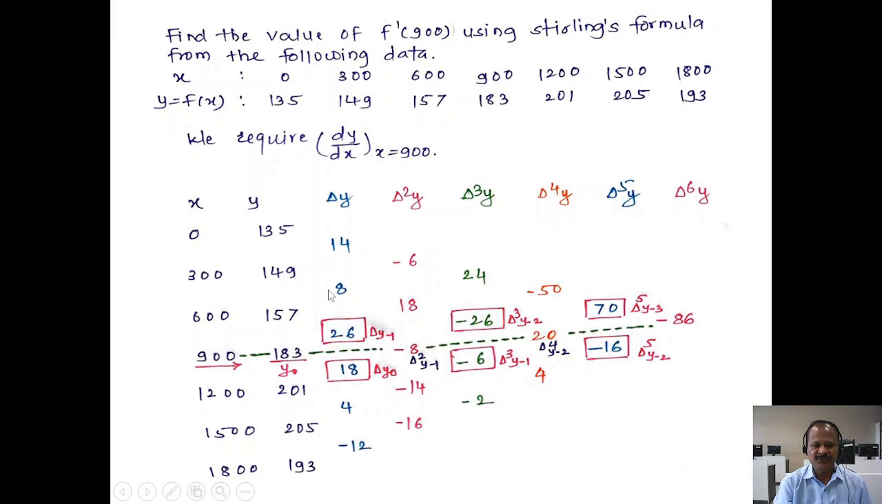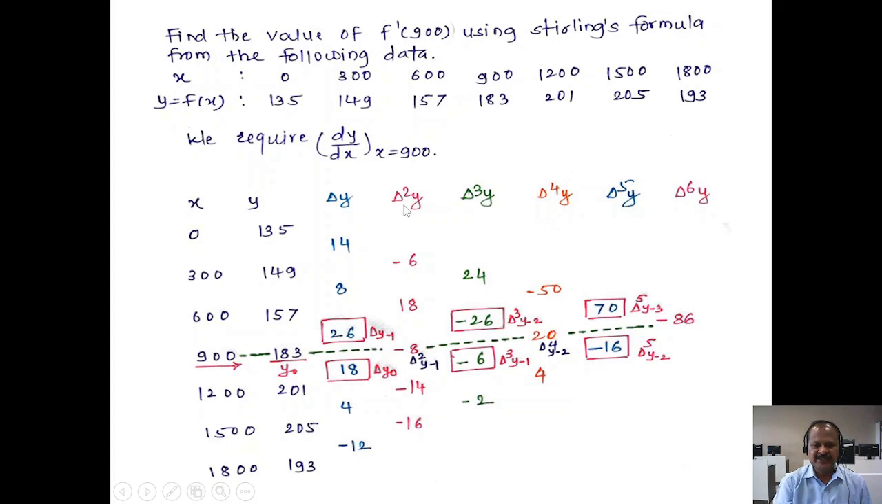157 minus 149 gives 8. 183 minus 157 gives 26. Then 201 minus 183 gives 18. 205 minus 201 gives 4. 193 minus 205 gives minus 12. So this is the first difference.